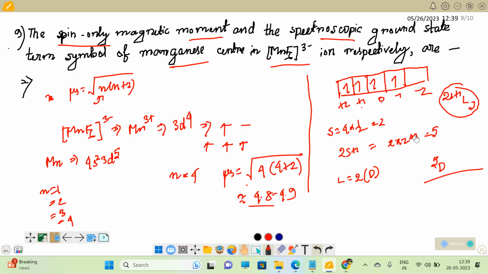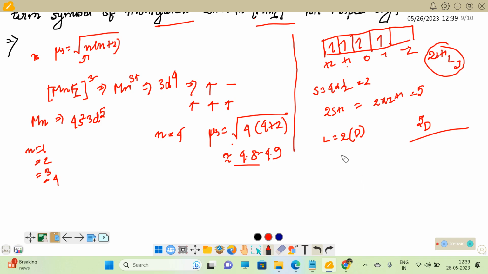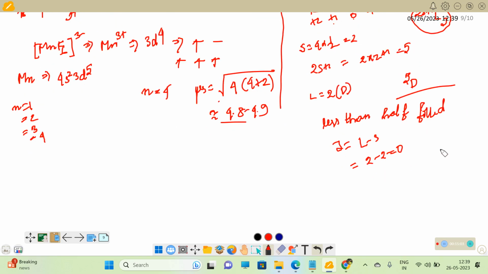So this is the long process, and as this is less than half filled, J value will be L minus S. L value is 2, S value is 2, so it will be 0. So the total term symbol is 2S plus 1, which is 5, this is D, and this is 0. So this will be the term symbol.